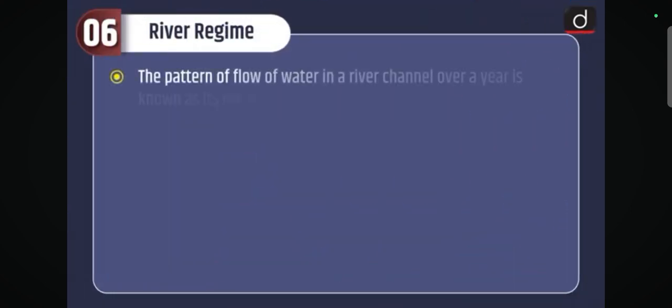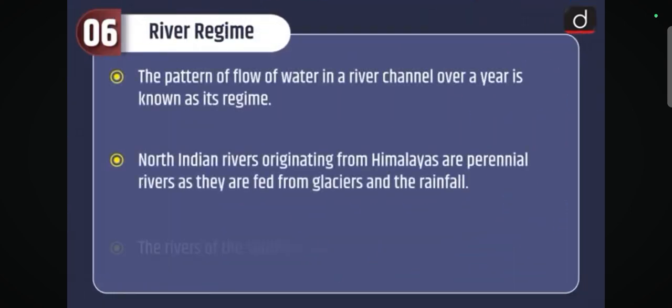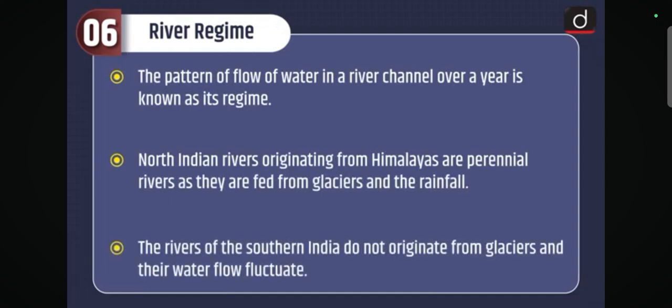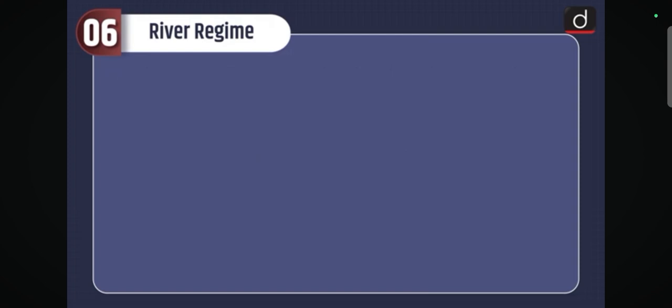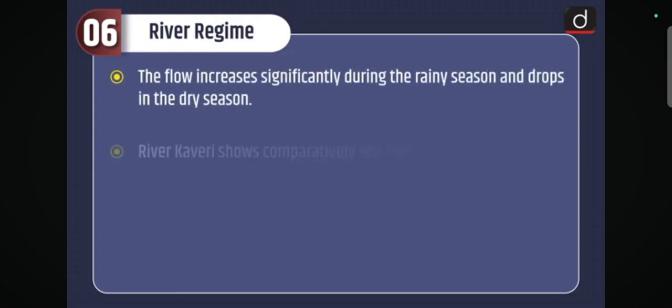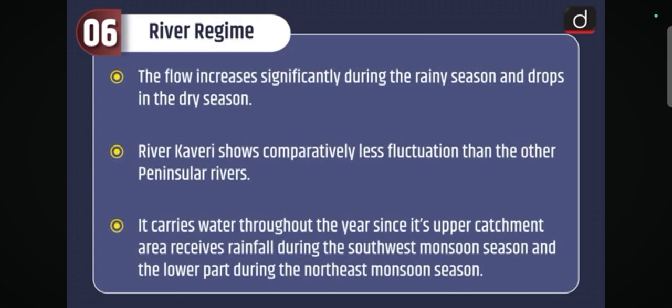Now let's discuss river regime. The pattern of flow of water in a river channel over a year is known as its regime. North Indian rivers originating from the Himalayas are perennial rivers as they are fed from glaciers and rainfall. The rivers of southern India do not originate from glaciers and their water flow fluctuates. The flow increases significantly during the rainy season and drops in the dry season.